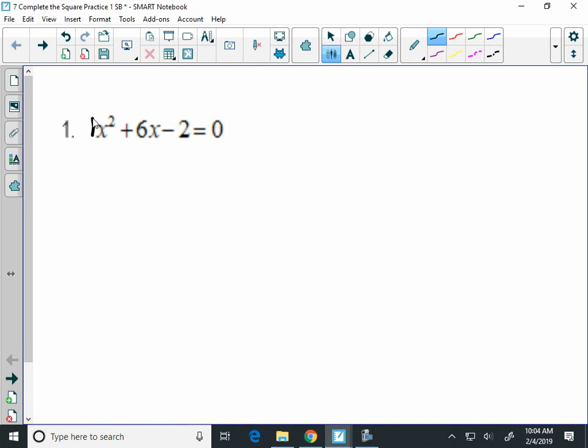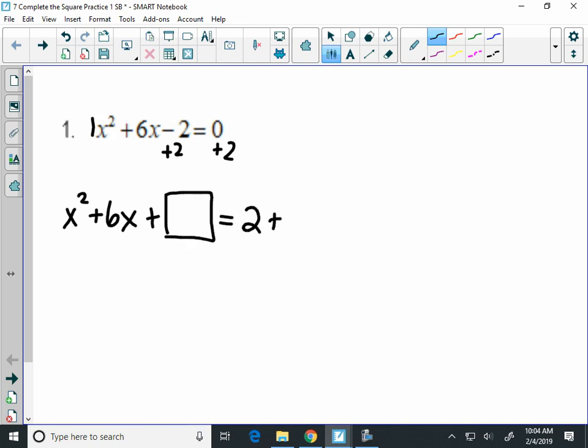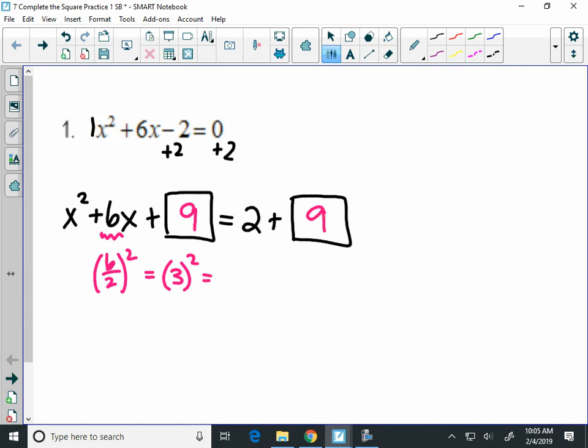To start, we're going to add 2 to both sides. Now, once we add 2, we rewrite our quadratic. And in place of that 2 that we moved, we put a plus a box. On the other side, we'll have 2 plus box as well. We have to put a plus box on both sides. To fill in the box, you take half of this middle number, so half of 6, and square it. Half of 6 is 3, and 3 squared is 9. So I'm going to put 9 in both boxes.